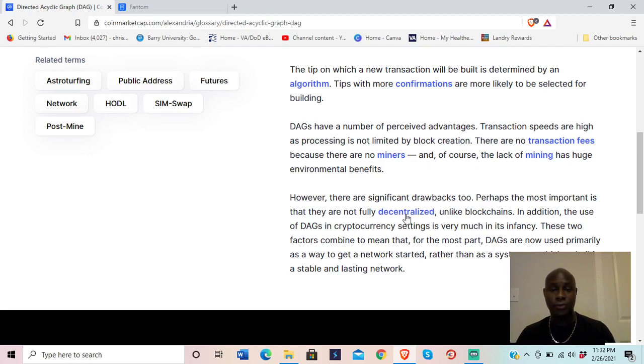Perhaps the most important one is that they are not fully decentralized, unlike blockchains. In addition, the use of DAG in a cryptocurrency setting is very much in its infancy. And this is true. These are all new DLT technologies that are coming up. These two factors combine to mean that for the most part, DAGs are now used primarily as a way to get a network started rather than a system on which to build a stable and lasting network.